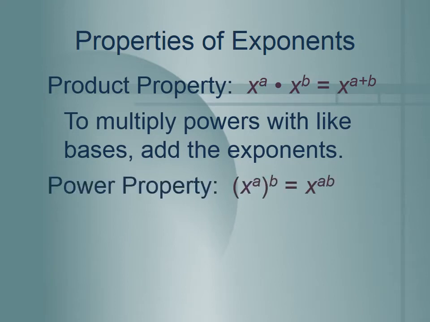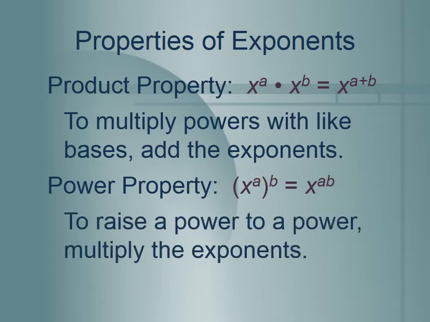Okay, then we have our next property, which is the power property. The power property says that if you have x to the a power and you take x to the a power to the b power, then you're going to multiply your exponents. I think of it like this. You have a parentheses here, so you're going to distribute the b. So a times b, right? So that means multiply.